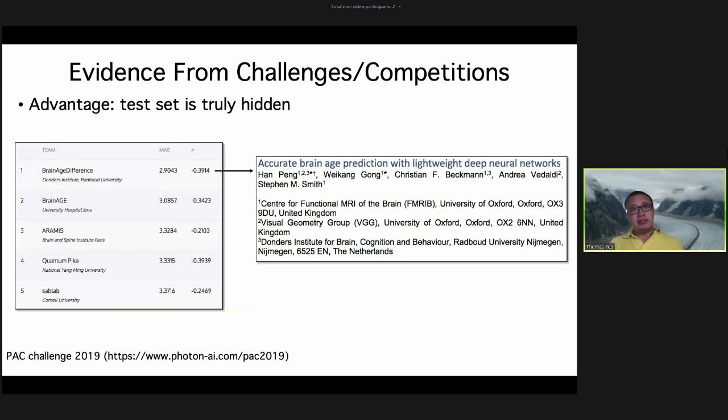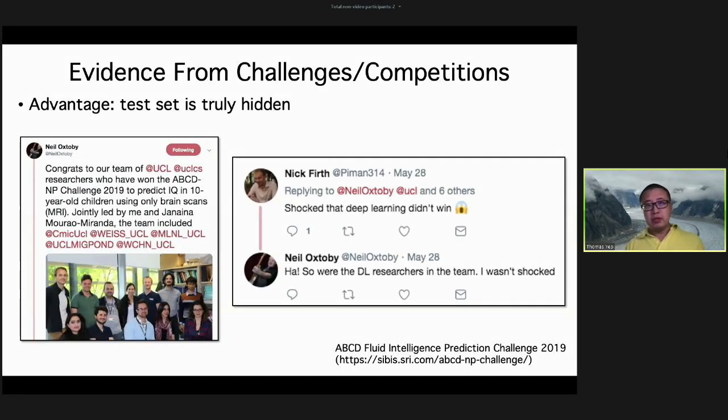The 2019 PAC challenge requires participants to predict brain age using anatomical T1 images. The winner uses deep neural networks, so that is one win for deep learning. What about the 2019 ABCD prediction challenge? This challenge requires participants to predict the fluid intelligence of 9 to 10-year-old children using anatomical T1 data. However, this time, the winner uses kernel regression rather than deep learning.